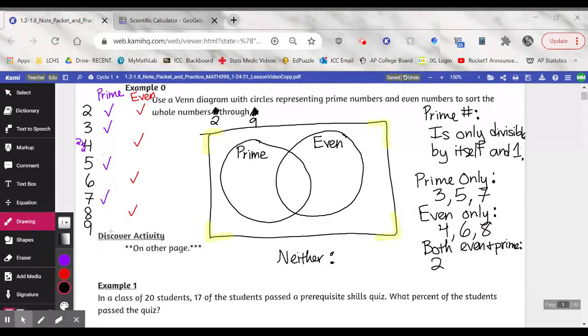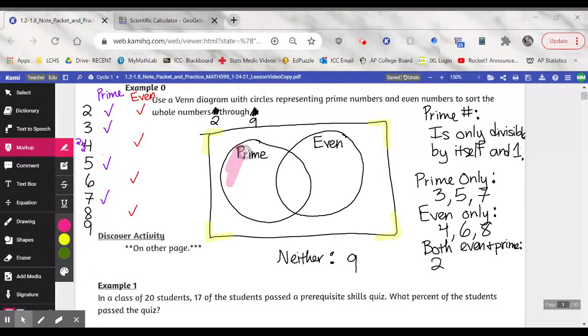And 9 is neither. So I now have to figure out where in this Venn diagram each of these belong. So what I'm going to do is shade this for you so you can see that there are 4 different places that you could place numbers. Let me color it with purple so it matches.